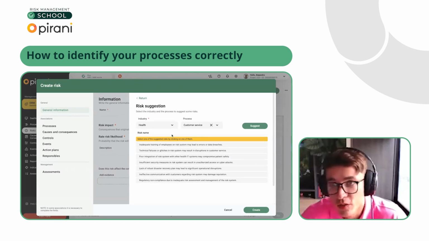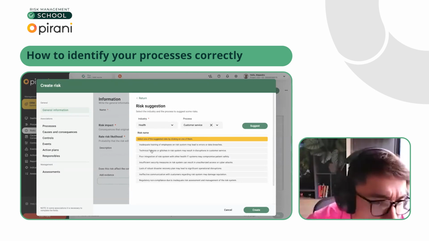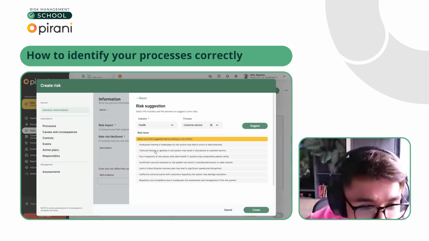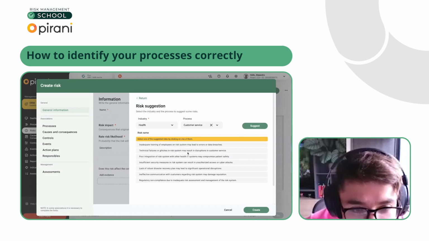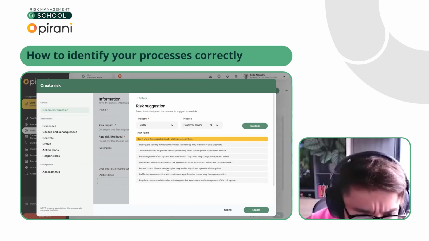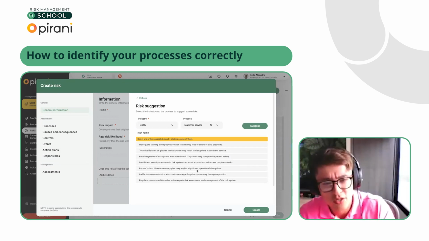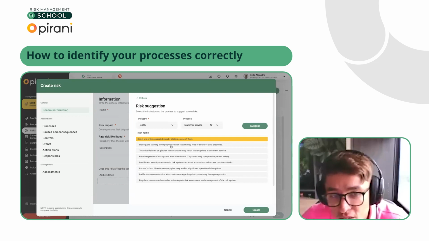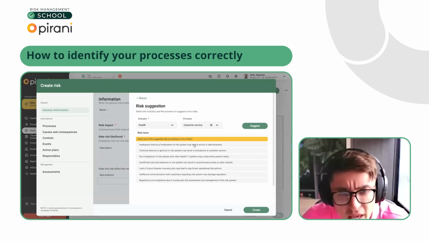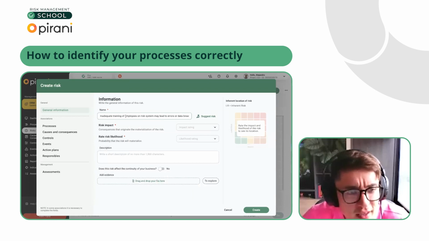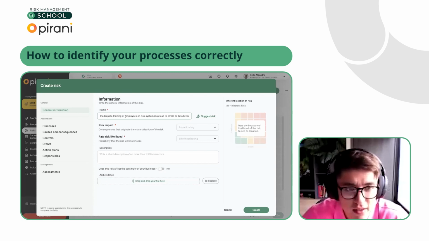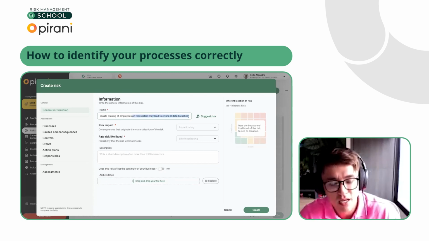So that's very helpful in a risk management software, and in the context of operational risk management. For instance, technical failures or glitches in the system may result in disruptions in customer service, or lack of a robust disaster recovery plan may lead to significant operational disruptions. Okay, inadequate training of employees on the system may lead to errors. So maybe I can choose the risks that ChatGPT suggests, or maybe I can create the risks by myself.